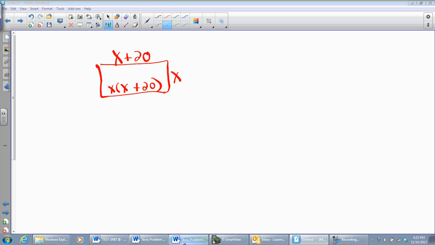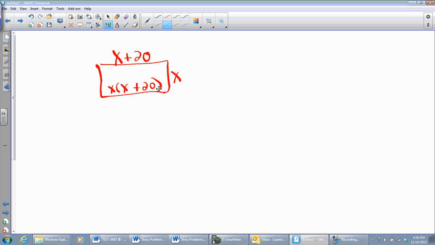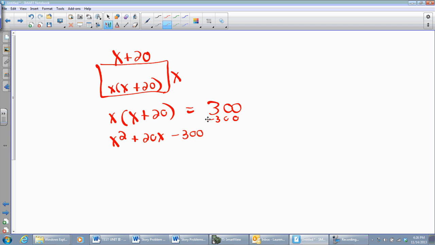All right, let's see what else the story says. The area of the parking lot is 300 square yards. So I am going to take this x times x plus 20 as a quantity. That needs to equal 300. I'm going to distribute and get x squared plus 20x minus 300. How did I do that? I subtracted 300. I should do that in 2 different steps.